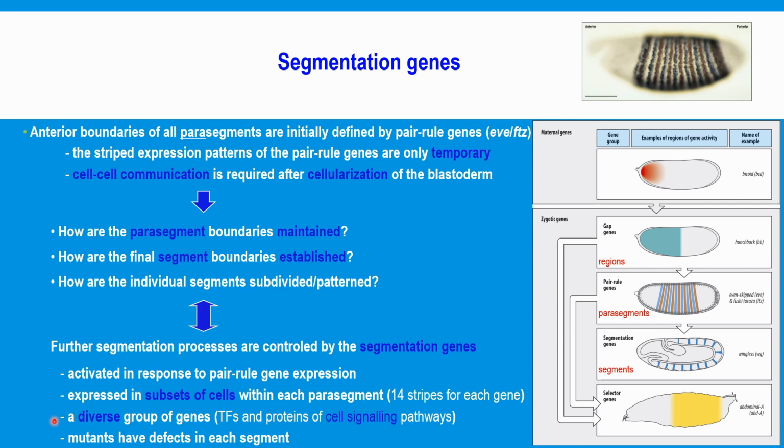And the segmentation genes themselves are a diverse group of genes, but yes, there are transcription factors there, but also proteins that encode for signaling, cell signaling pathways. And the mutants then have defects in each segment.